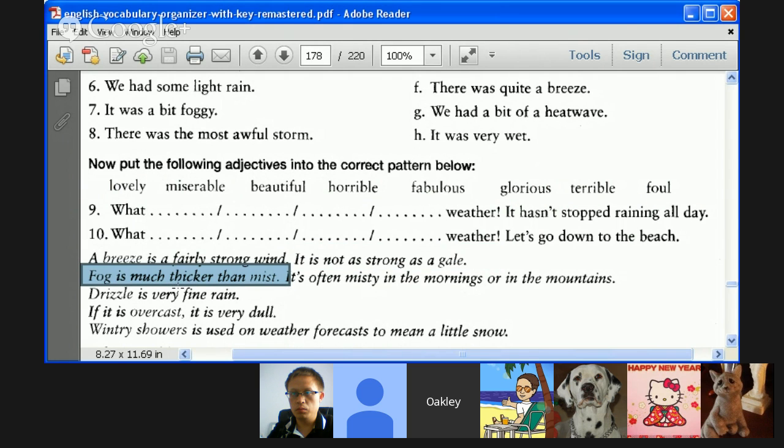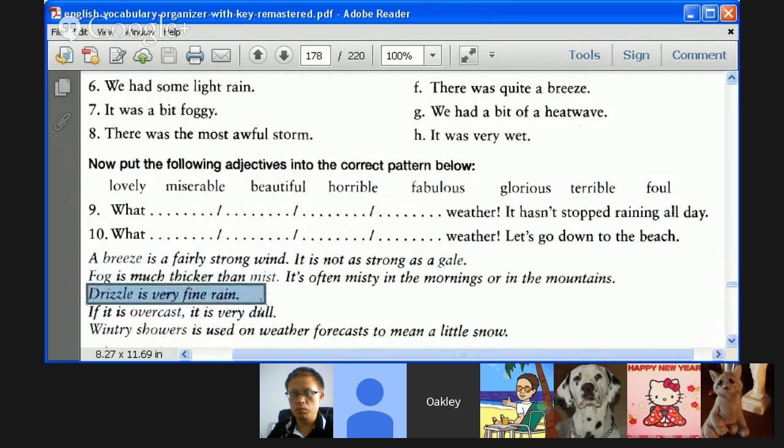Fog is generally thicker than mist. It's often misty in the mornings or in the mountains. You see a morning mist. In fact, it's a common collocation. A thick fog may be in a harbor, in a city. San Francisco is famous for its fog. London fog, of course, is famous. Cities that are near the water, this is common.